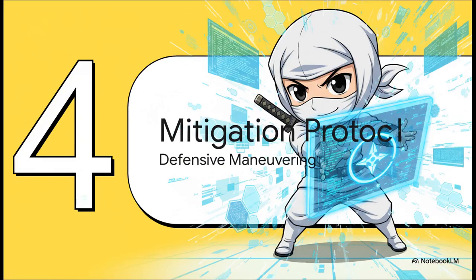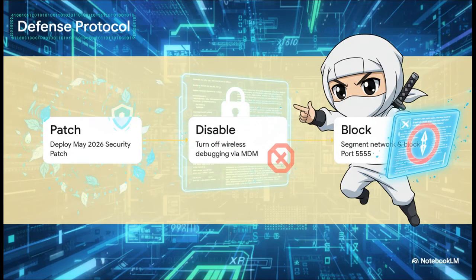Section 4. The Mitigation Protocol. Defensive Maneuvering. The crucial point now is exactly how we stop this lateral movement path right now. All right, execute these defensive orders. Deploy the May patch, force disable wireless debugging, and block port 5555.